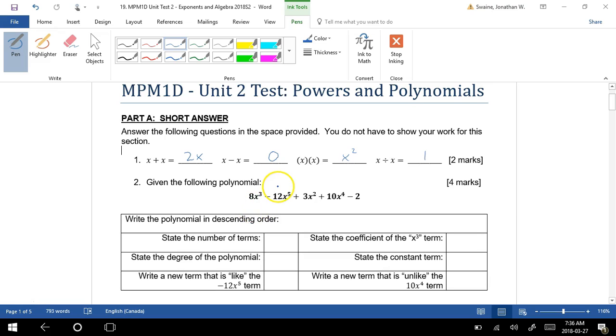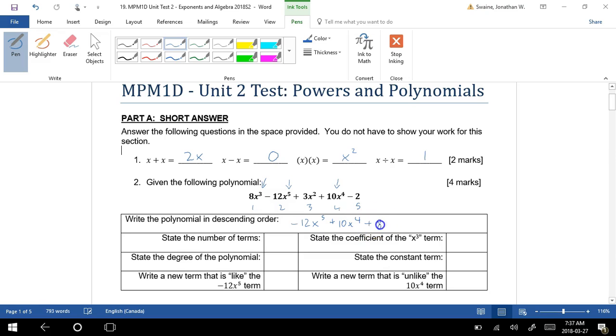Polynomial in descending order. So what I do is I look at the degrees of each term. Okay, so the terms, this is term number 1, term number 2, term number 3, term number 4, term number 5. The highest one is right there. So I start there. So I write that term, negative 12x to the 5. The next highest is right there, and so I have 10x to the 4.